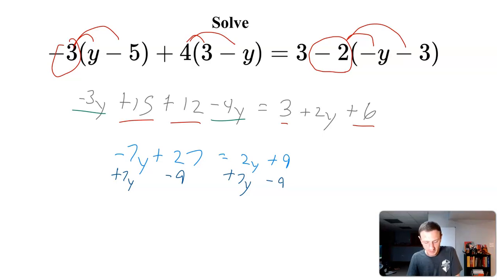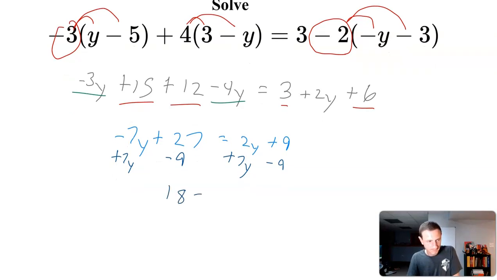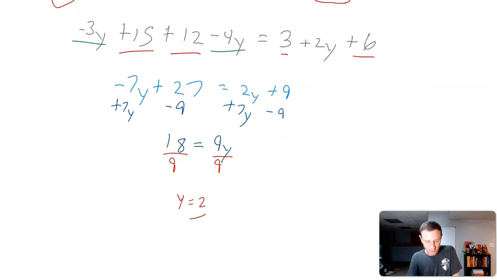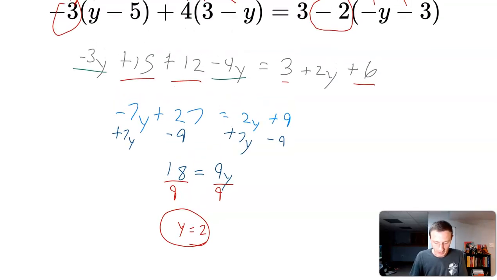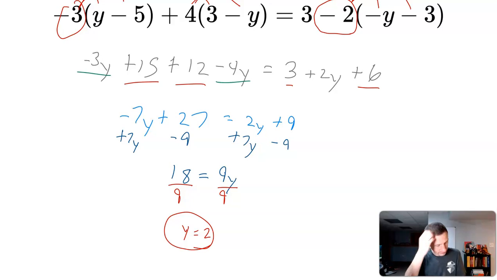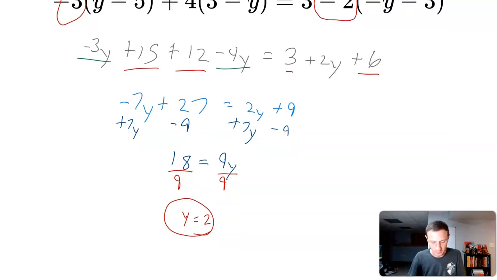So 27 minus 9 is 18. 2y plus 7y is 9y. And then we divide by 9 to solve for y. y equals 2. So we get y is equal to 2 after all of that. After all that crazy solving, we get y is equal to 2.